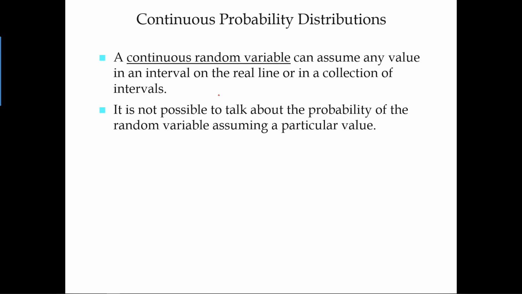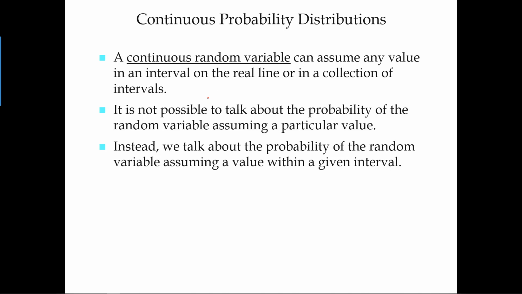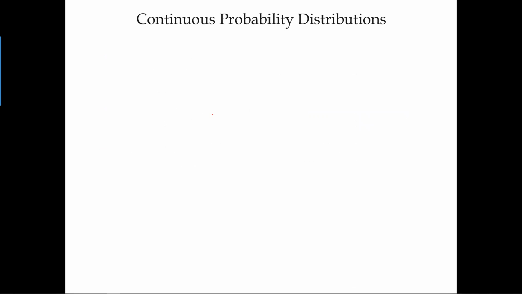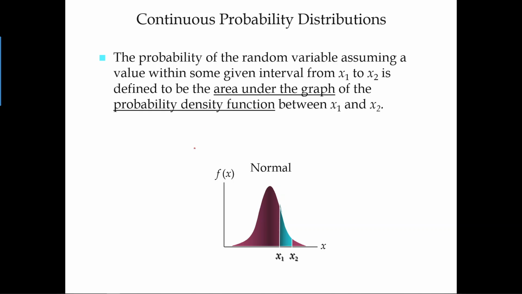So, continual probability distribution. A continual random variable can assume any value in an interval of the real line or in a collection of intervals. It is not possible to talk about the probability of the random variable assuming a particular value. Instead, we talk about the probability of the random variable assuming a value within a given interval. So how does that work?